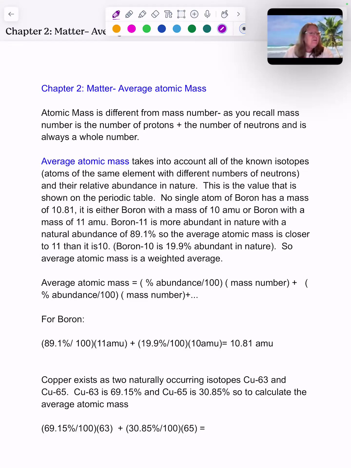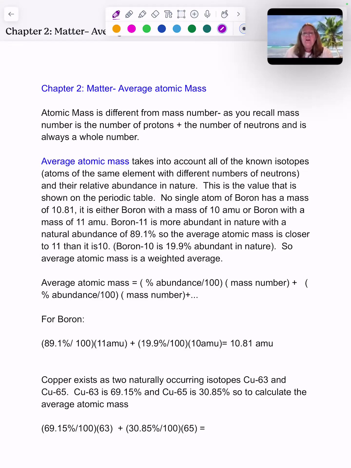We can look at the periodic table and look at elements. Like if we look at silicon, silicon has an atomic mass of about 28.09. That means that silicon with a mass of 28 is by far the most abundant. So the number is closest to the mass of the isotope that we have the most of.